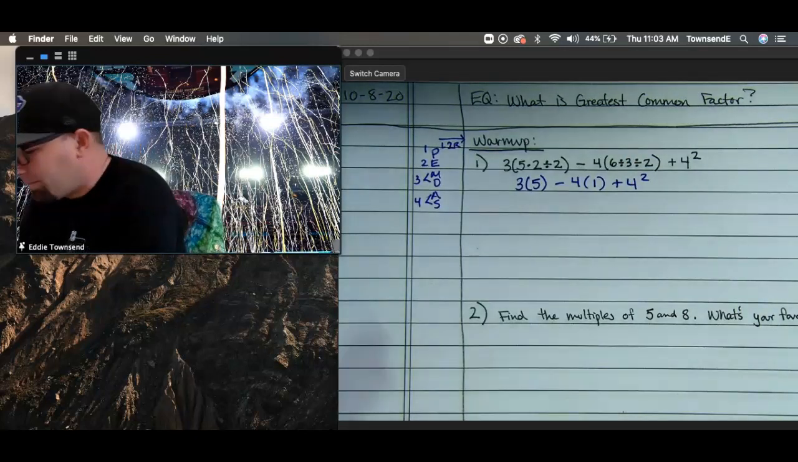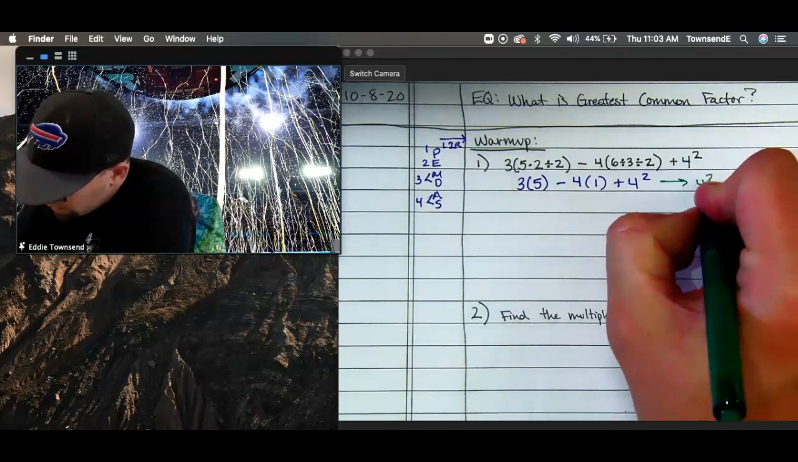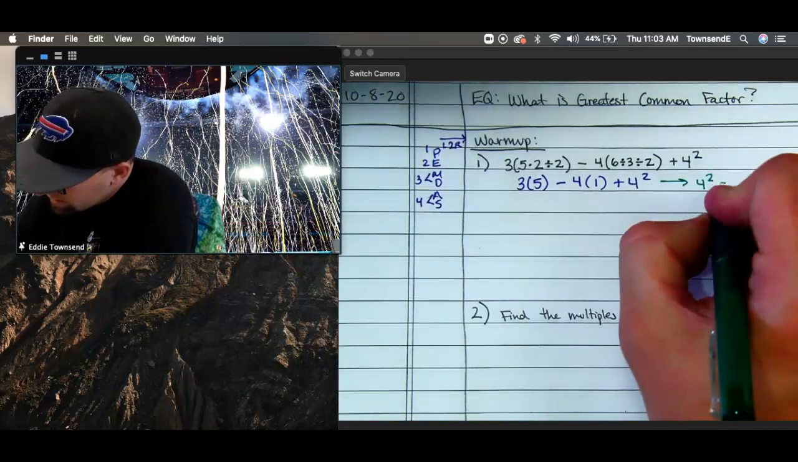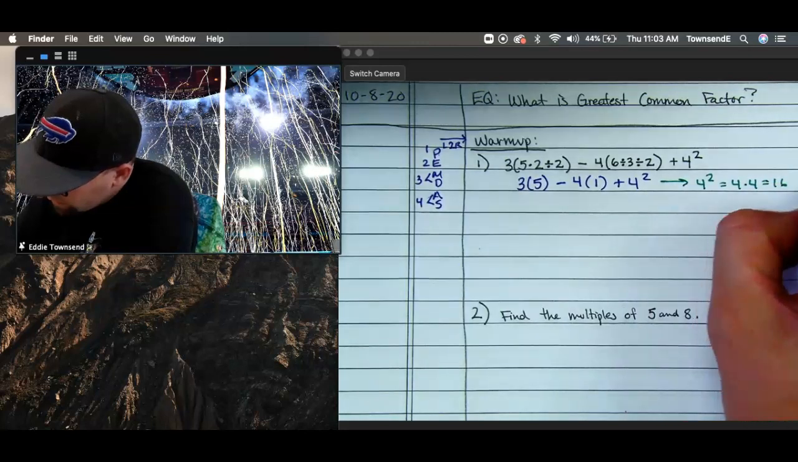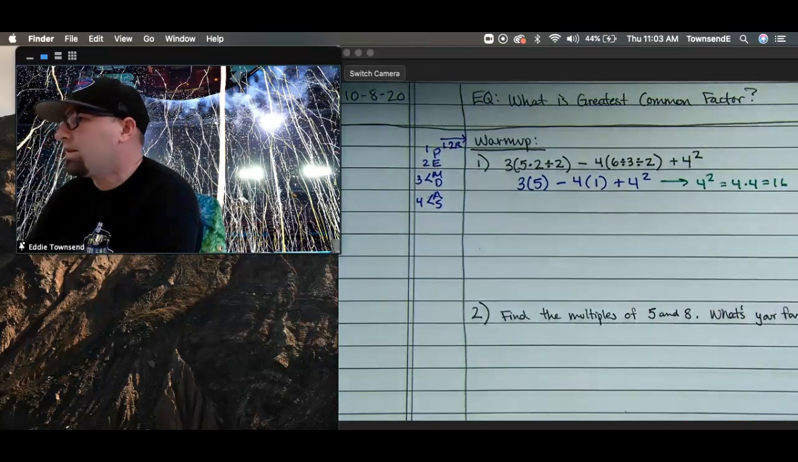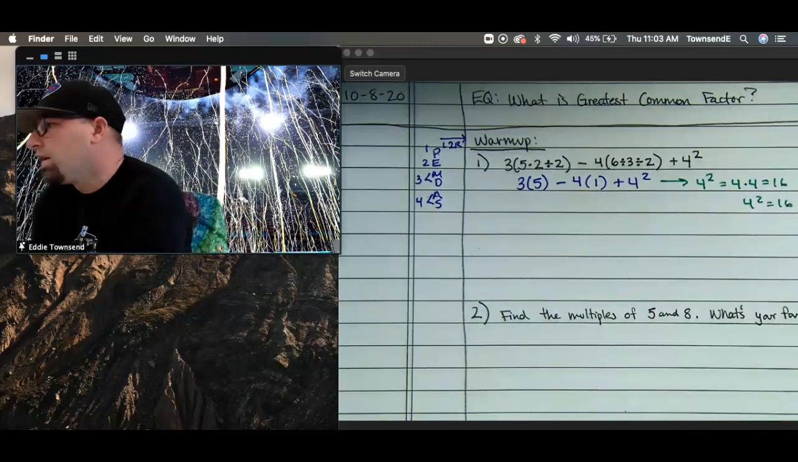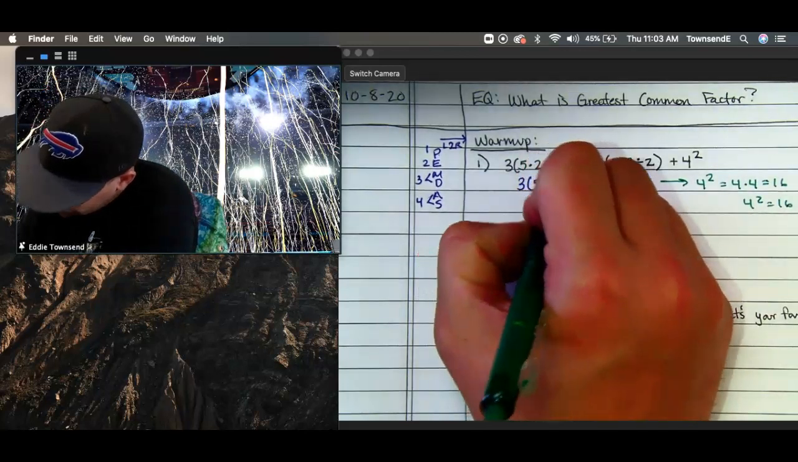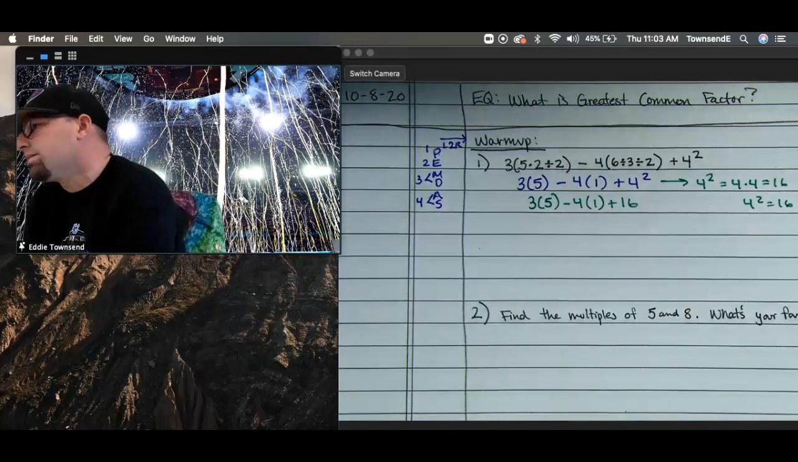So I just did, like 4 steps in one? That's fine. Teach you a little bit of that. So 4 squared. Okay, that's the next thing is exponents right here. Did the parentheses, now we're in exponents. This is 4 times 4, which is 16. So 4 squared equals 16. Right there. Okay, so we go 3 times 5 minus 4 times 1 plus 16.